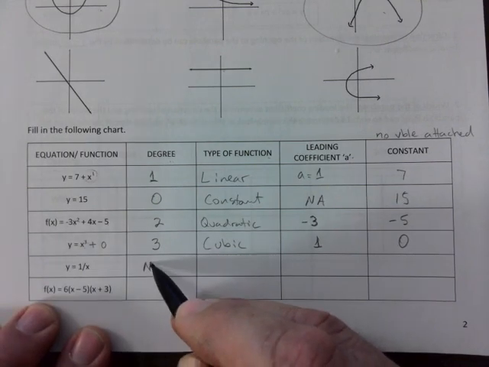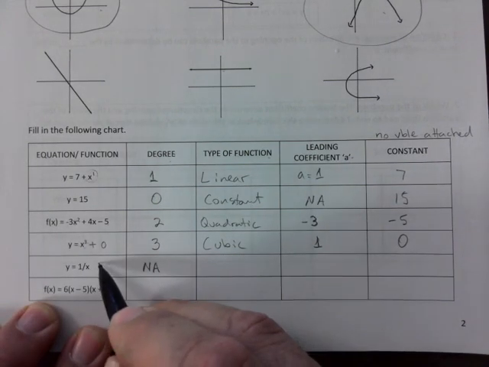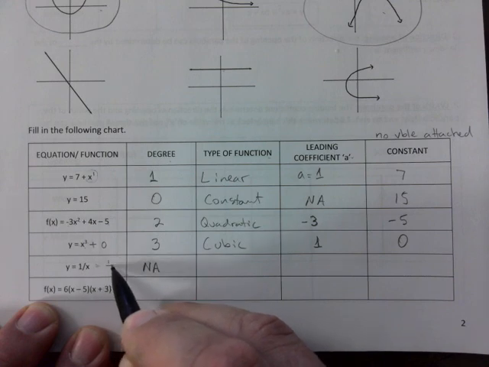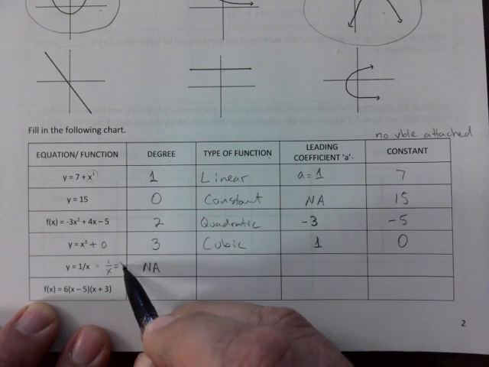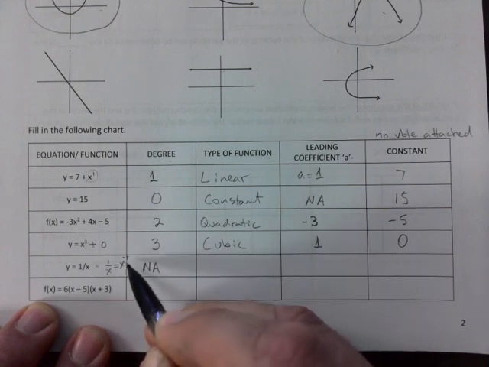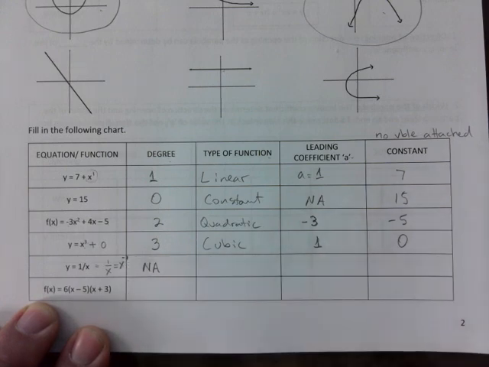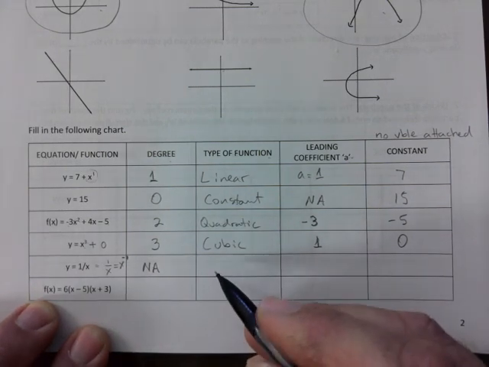This one, actually, I'm just going to say NA. You can say NA because here's a review for you. 1 over x, that's what that is saying. Do you remember that you can write this as x to the -1 like that? You bring up x and it changes the exponent. So we're just going to say NA here.